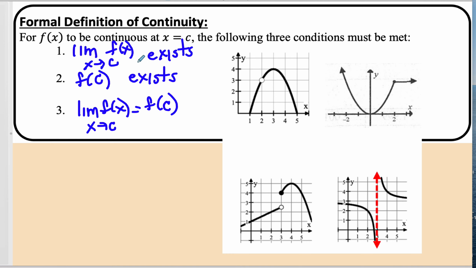Here is the formal definition of continuity. The limit exists, the value exists, and they equal each other. Let's take a look at this first. This is not continuous at x equal to 2, and the reason is there is no value. Not continuous because f of 2 does not exist.